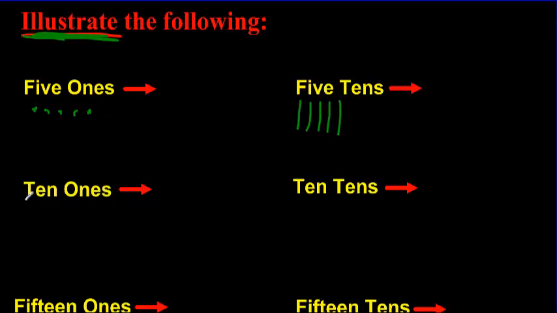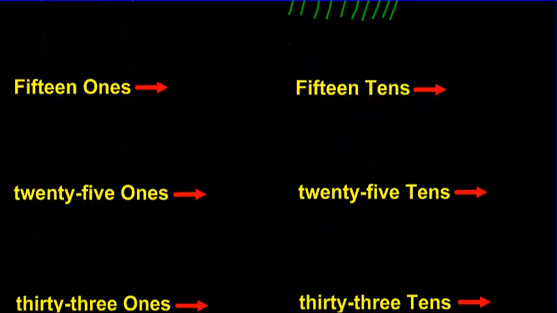How about 10 ones? Let's move on to this part. 10 ones. 1, 2, 3, 4, 5, 6, 7, 8, 9, 10. 10 little dots, that's 10 ones. How about 10 tens? 1, 2, 3, 4, 5, 6, 7, 8, 9, 10. See how quick that is? I'm already done half the page.